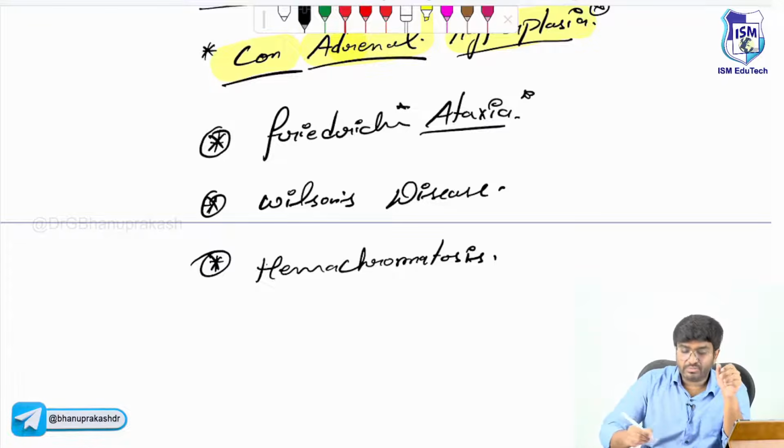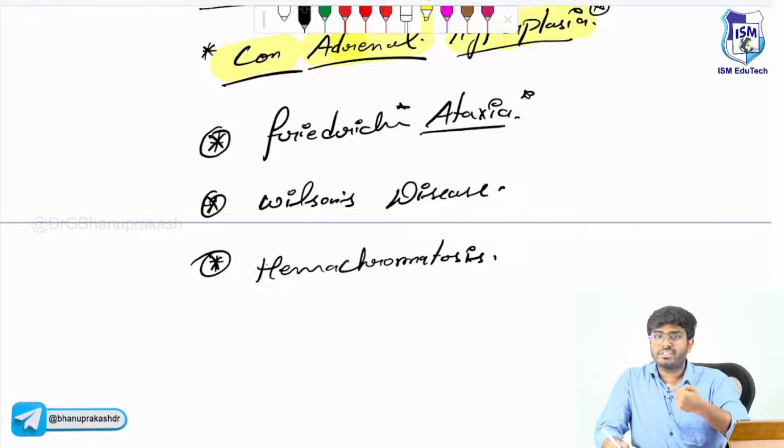And excessive deposition of iron in the body, that's hemochromatosis. Okay, hemochromatosis, sir. So Wilson's disease, important points: ceruloplasmin deficiency is there, the Kayser-Fleischer rings will be seen in the eyes. And hemochromatosis, excessive iron deposition in the body, the iron is stained with Prussian blue.